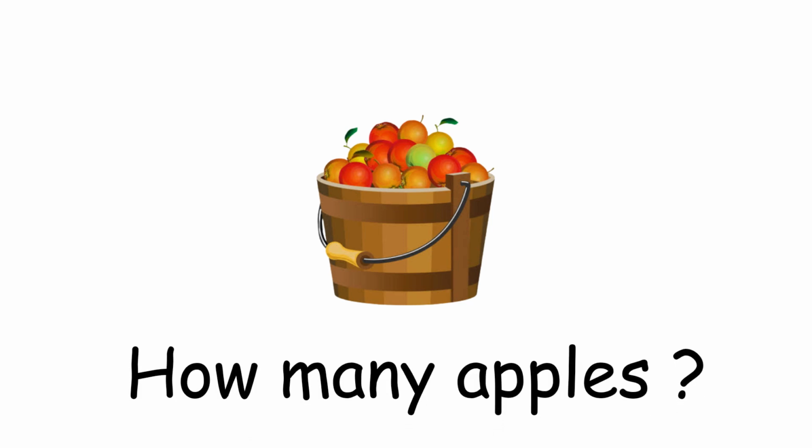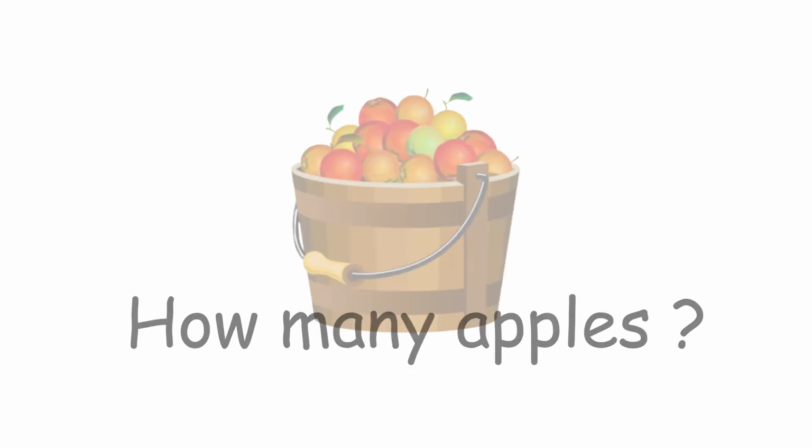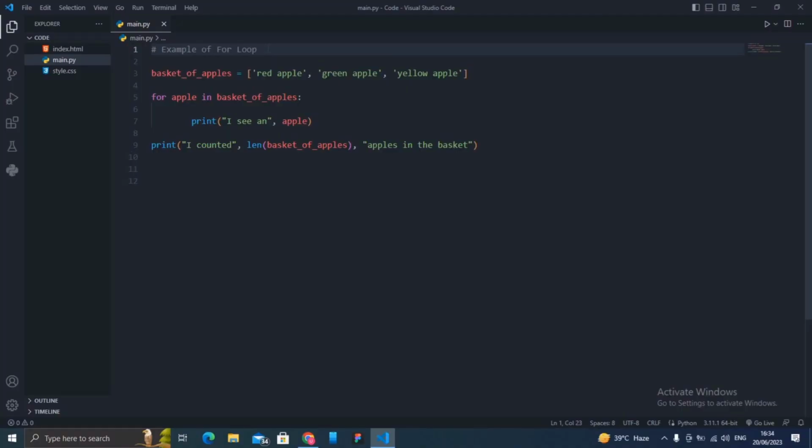Imagine you have a basket of apples and you want to count how many apples are in the basket. Instead of checking each apple one by one, you can use a for loop to help you count them automatically. Here's a simple explanation with Python. So let me show you with the help of a program.